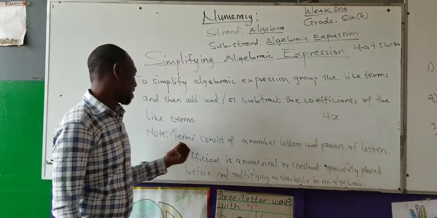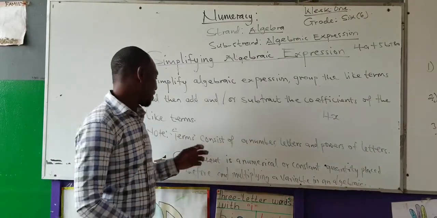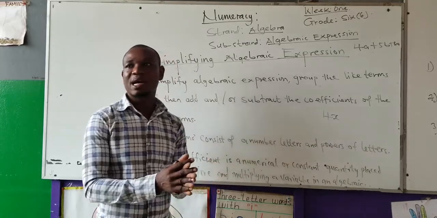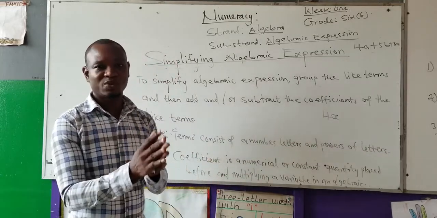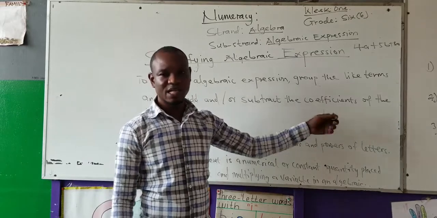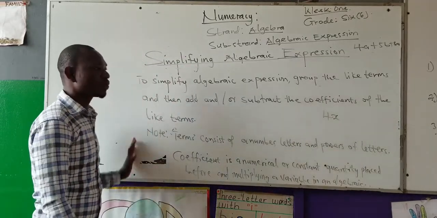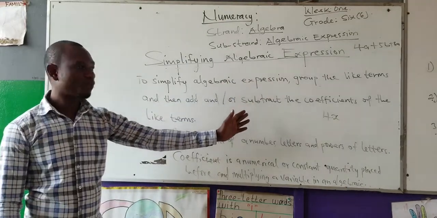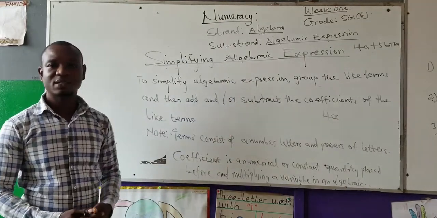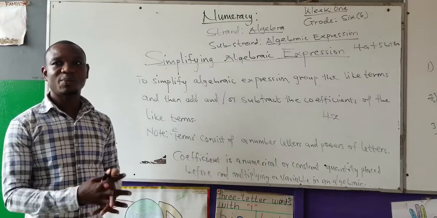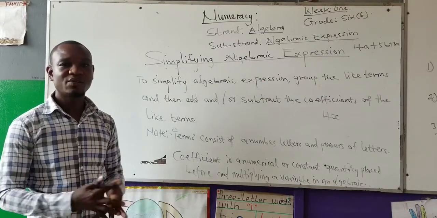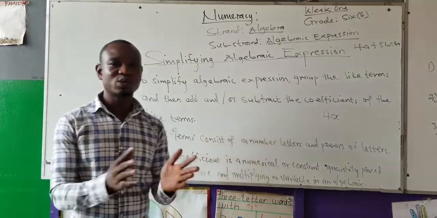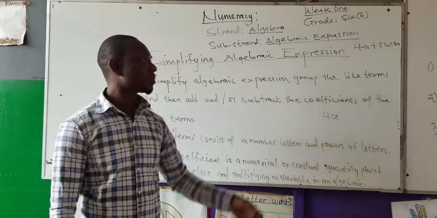When we say the terms, they are the numbers, letters, and then powers of letters that are put together, either adding or subtracting, in an algebraic expression. So that is the introduction of how to simplify algebraic expressions. I hope we are getting it. We are saying that it's just the build-up of constants, variables and what? And then the algebraic operations put together. That makes it the algebraic expression.